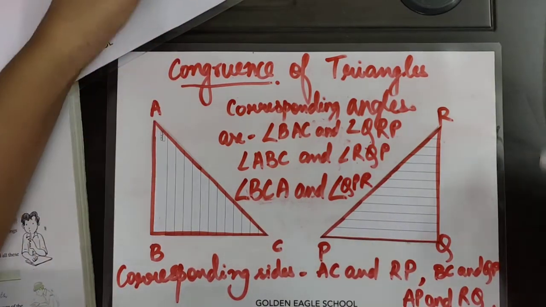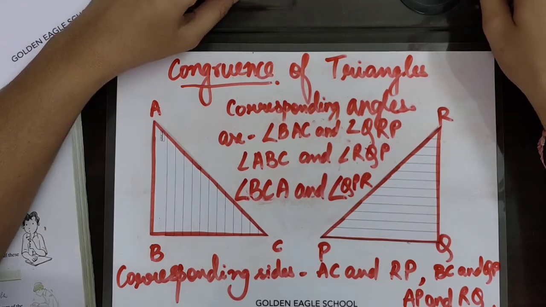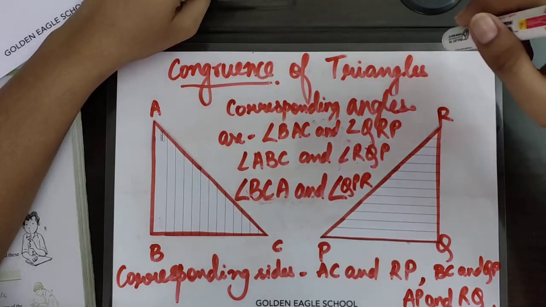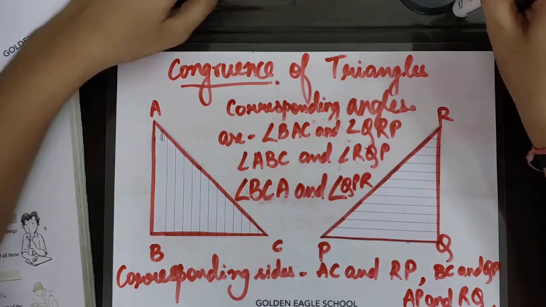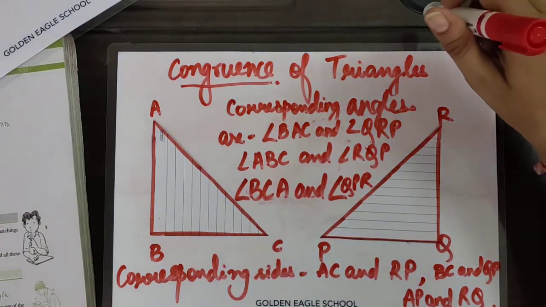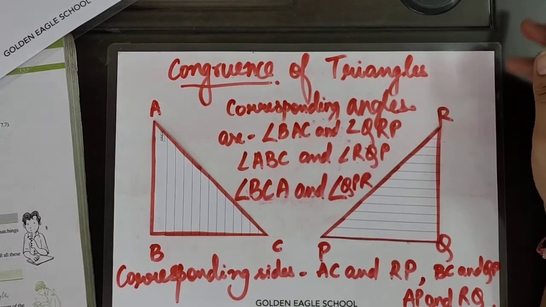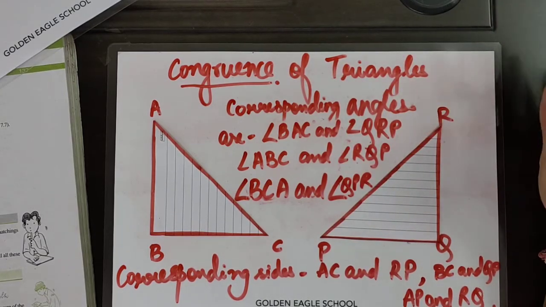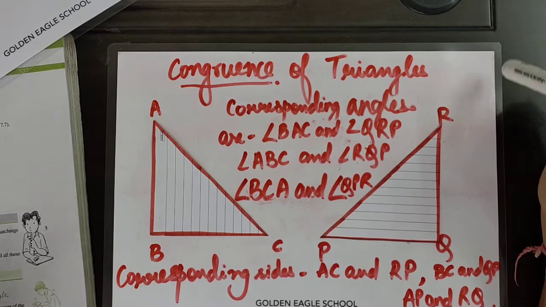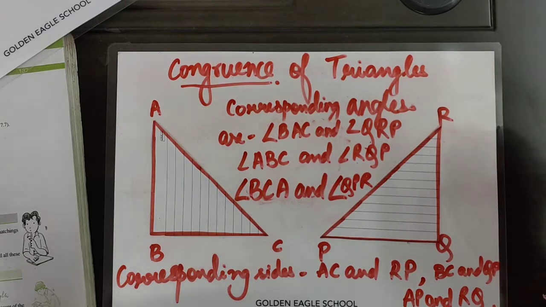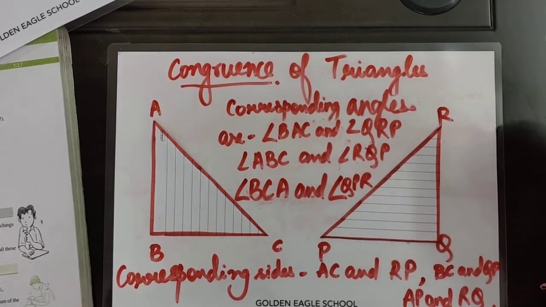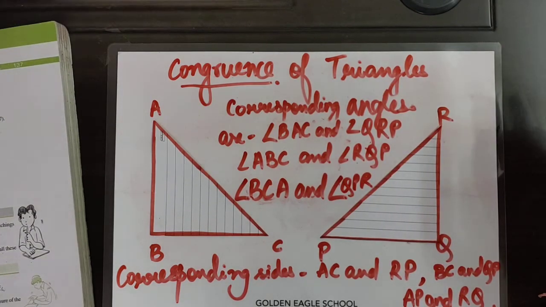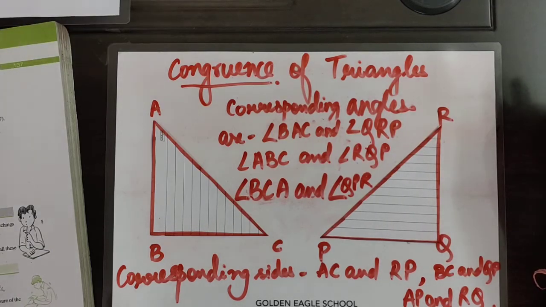So we have learned three things in congruence of triangles, that is corresponding angles, corresponding sides and corresponding vertices. When two triangles are congruent, these three things will be equal in both the triangles. Okay, means completely the triangles will be equal to each other. So after this we can move on to exercise number 7.1.